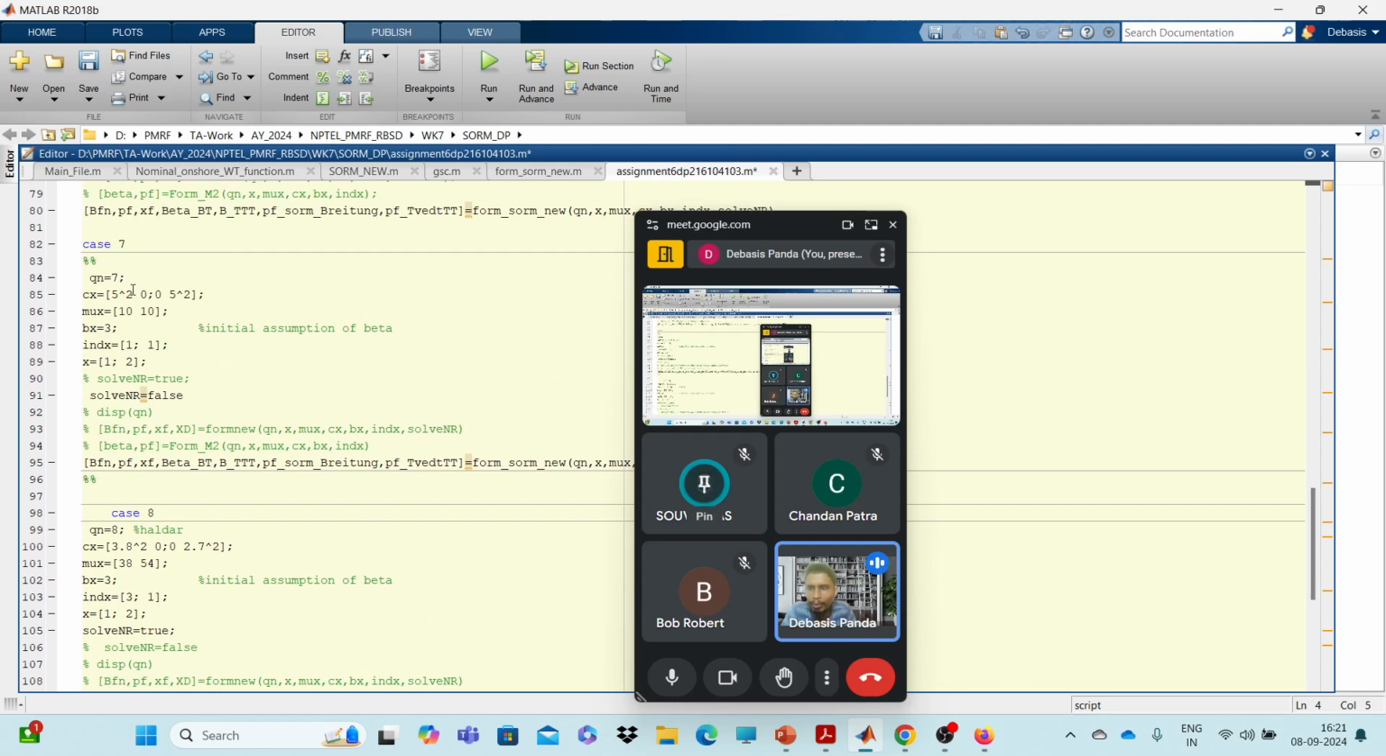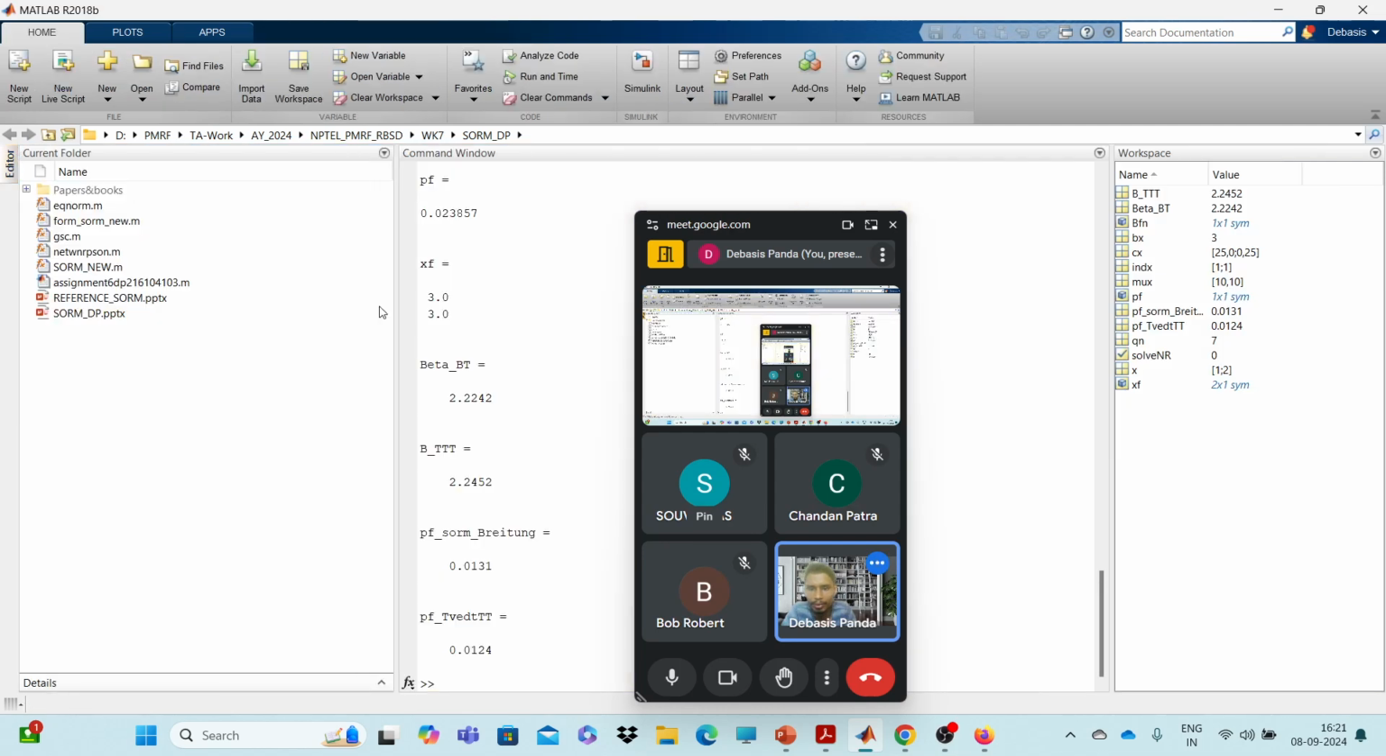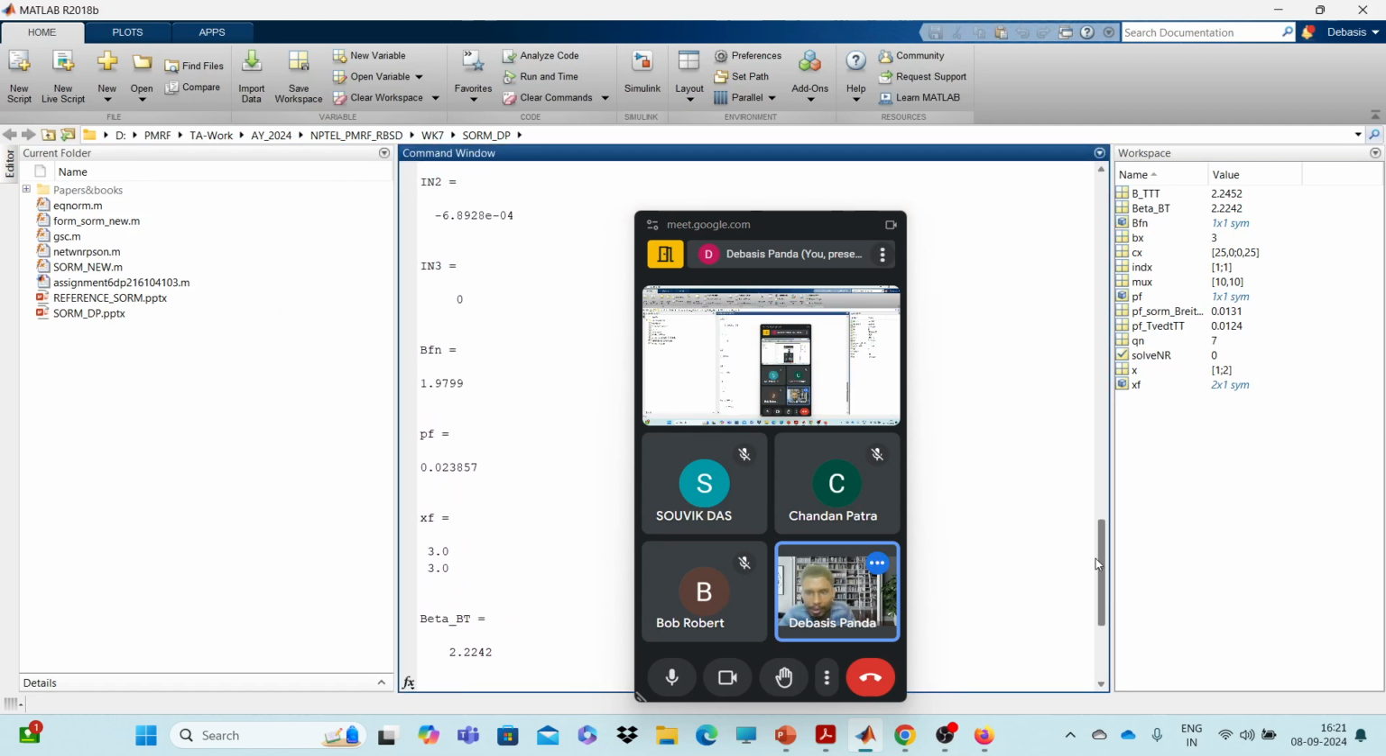Yeah, we have two random variables. We have the covariance, 5 5, and mu, 10 10. We have two normal random variables, that means we don't need to go for equivalent normalization. Now run it. Let's check whether it is giving better results or not. This is the beta using the first order beta, and this is the pf, that means the first order pf.